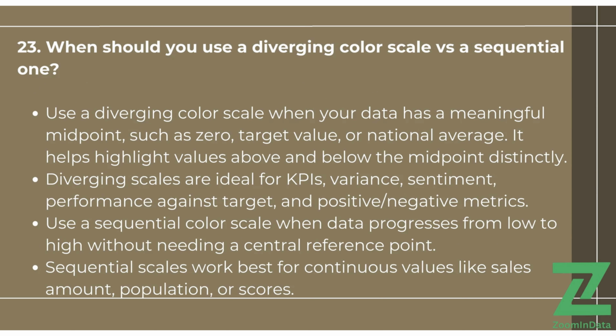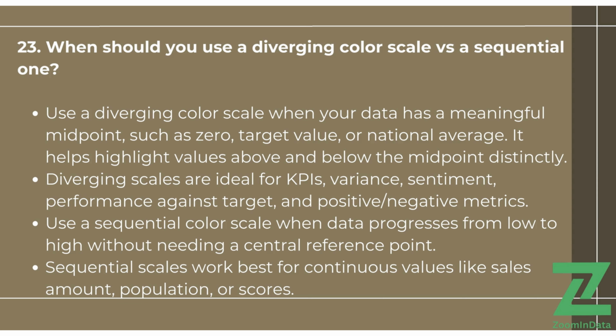23rd question. When should you use a diverging color scale versus a sequential one? Use a diverging color scale when your data has a meaningful midpoint, such as 0, target value, or national average. It helps highlight values above and below the midpoint distinctly. Diverging scales are ideal for KPIs, variance, sentiment, performance against target, and positive, negative metrics.